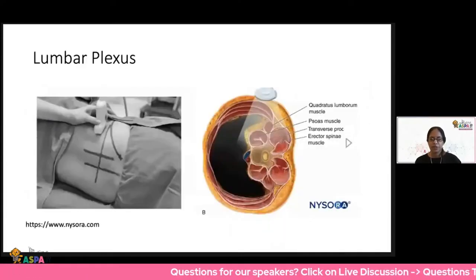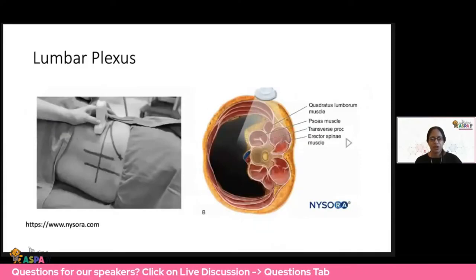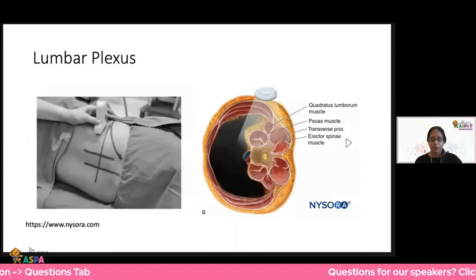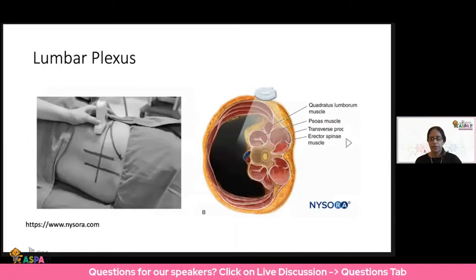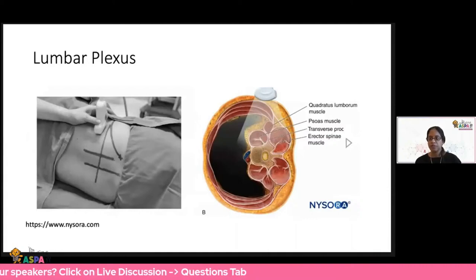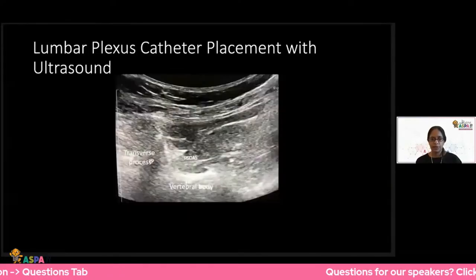For positioning for the lumbar plexus catheter, the patient is positioned laterally with the operative side up, and our probe is positioned like this on the side of the patient, allowing us to see the lumbar plexus from the side position and approaching it posteriorly from the back to the front, from posterior to anterior.